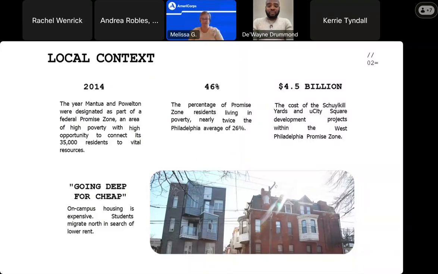So we're part of the West Philadelphia Promise Zone. I saw Carolyn Brown is on the call. Thank you. Shout out to City of Philadelphia. So what we have happening here in about 2 square miles is one of the nation's most impoverished communities and a lot of development, in part being driven by our anchor institutions, which are universities and hospitals. And all of this is coming together in a very small area.